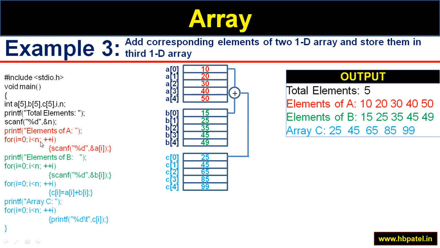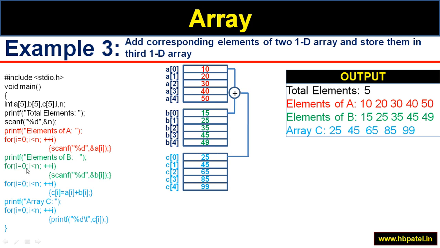So for i equal to 0, i less than n, i plus plus, scanf("%d", &A[i]). So I'll be reading A[0], A[1], A[2], A[3], A[4]. Next, I'll be reading B[0], B[1], B[2], B[3], B[4].